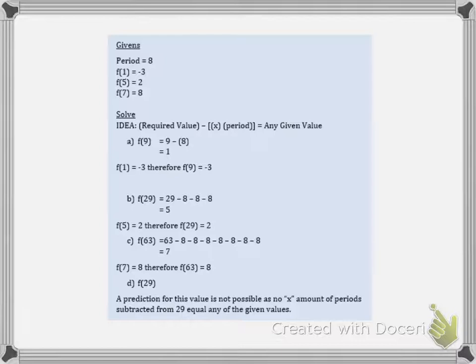So the idea here is to take that required value, subtract an X amount of periods to get any of the given values. So for example, f of 9 is a required value. Subtract an X amount of periods, which in this case is just 1, to give you a value of 1, which is one of the given values, f of 1, which is negative 3. So if you know f of 1 is negative 3, f of 9 will also be negative 3. And that's the same for B and C. For D, however, f of 29, a prediction for this value is not possible, as no X amount of periods subtracted from 29 equal any of the given values.